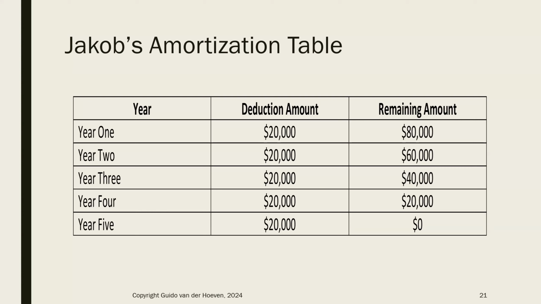Now, I've said that this is an annual election. So what happens if next year it's a really good crop for Jacob? Well, he can make that election and write off the $100,000 of the current year, 2024 in this case, plus $20,000 from this year. So he'd have $120,000 as a deduction in the subsequent year. Hopefully that makes sense.